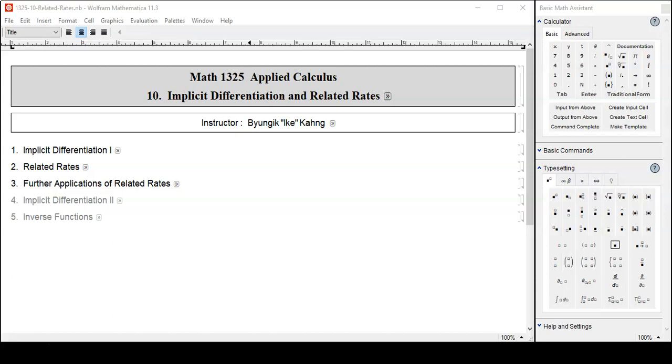Hello Math 1325 students, let's begin Lesson 10. Implicit differentiation and related rates.